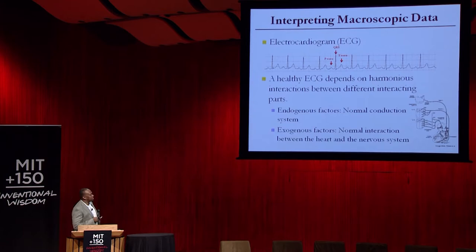But a normal electrocardiogram is actually very informative for several reasons. You have to have a normal conduction system, right? And you also have to have a normal interaction between the heart and the nervous system, because these two things interact with one another. So if you're watching the Yankees and the Red Sox, depending on your disposition and depending on which game you watched, your heart rate may increase a great deal, right? So there are actually interactions between these two systems. And a normal electrocardiogram with a normal heart rate and a normal morphology tells you quite a bit about each of these different factors.